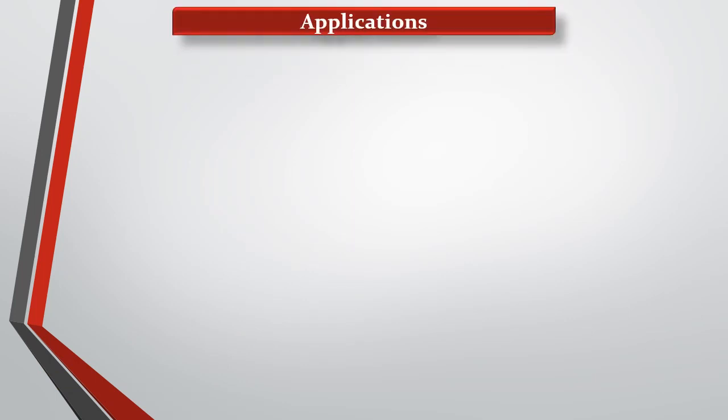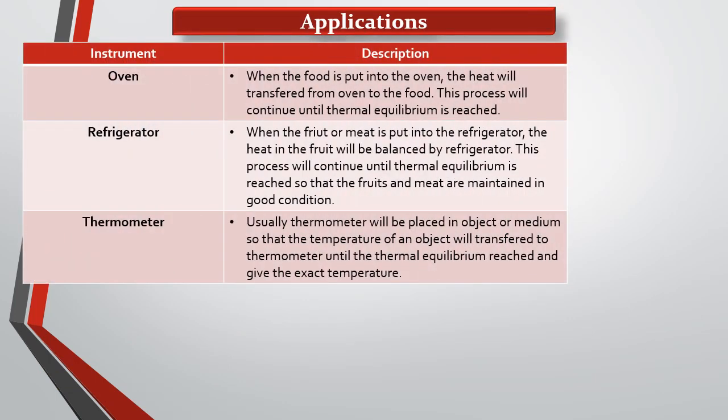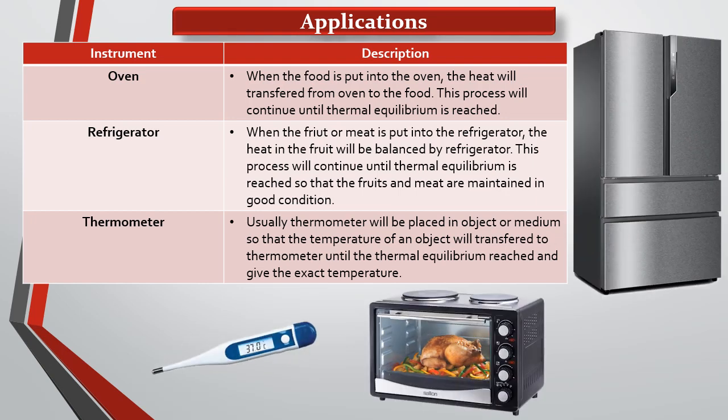Application of thermal equilibrium. So we have 3 applications which are related to electrical appliances. These electrical appliances can be found at your home. Okay, so the first one is the oven. When the food is put into the oven, the heat will transfer from the oven to the food. This process will continue until thermal equilibrium is reached. Refer to the picture, okay?